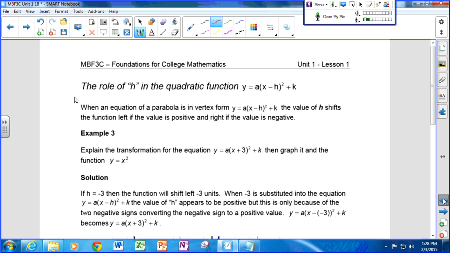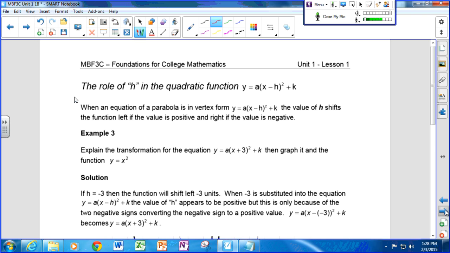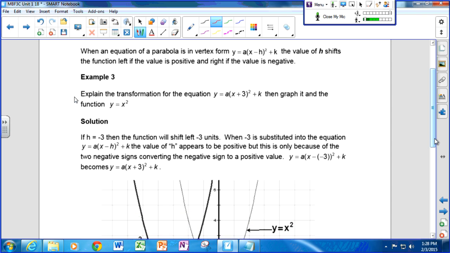So that was A. It was just a matter of looking at that initial value in the standard form.